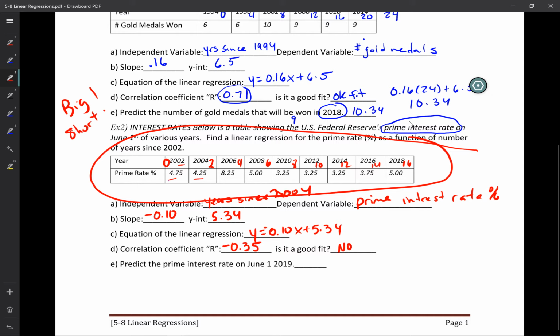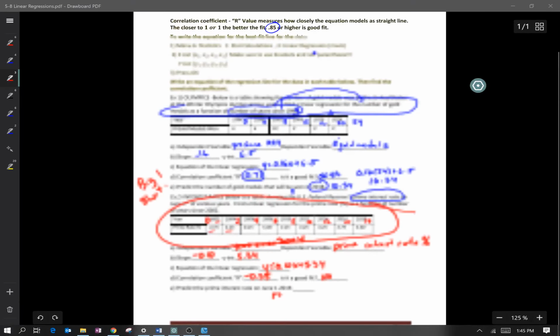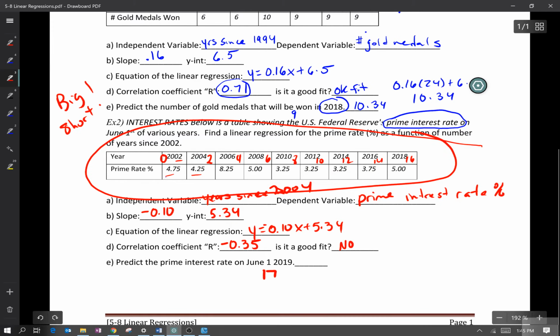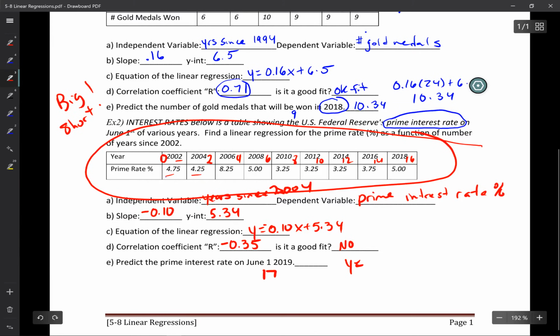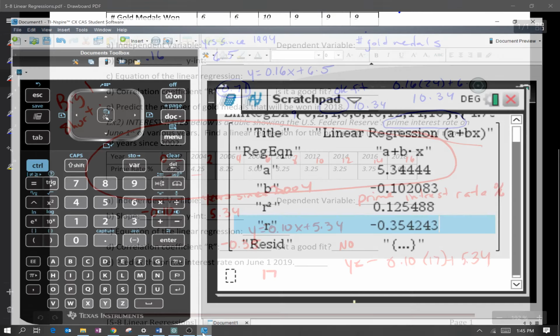Predict the prime interest rate in 2019. Now, because our correlation coefficient is so low, our prediction is probably not going to be accurate. Okay? But if I want to do 2019, that is what? That is year 17, right? So all I would do is rewrite the equation using that. So y equals negative 0.10 times 17 plus 5.34, right? So I would just type that in.